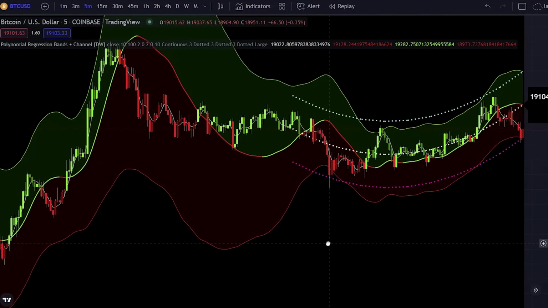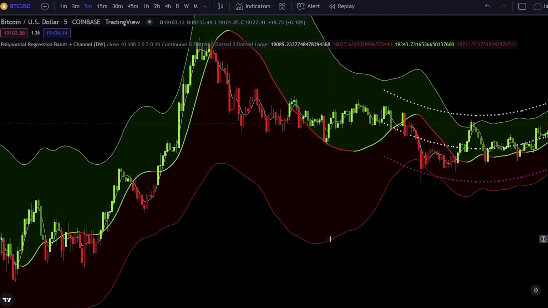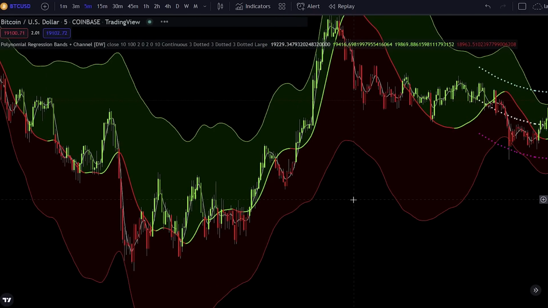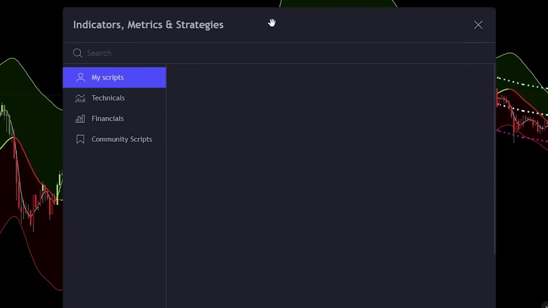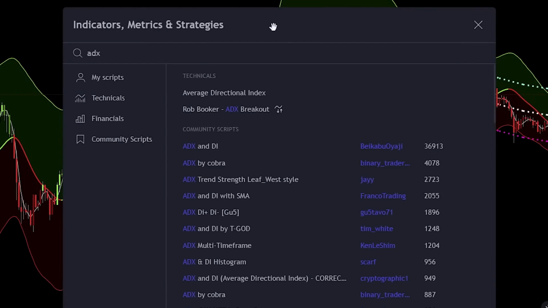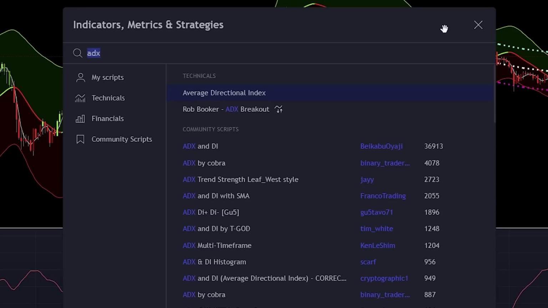However, for the sake of the video, I created a simple strategy to show the potential that the indicator has. For the strategy, we will need to add one more indicator to the chart. So head over to the Indicator tab and search for the ADX indicator. Select the default ADX indicator made by TradingView.